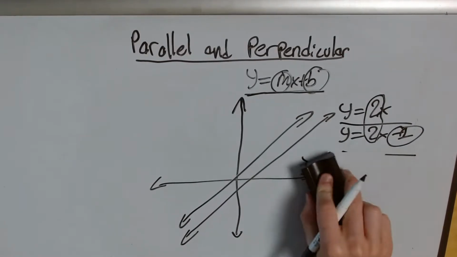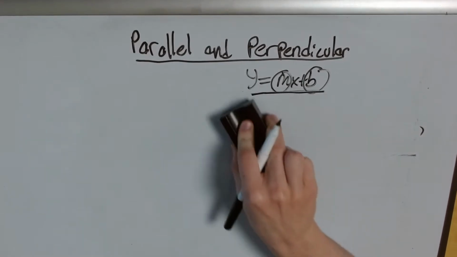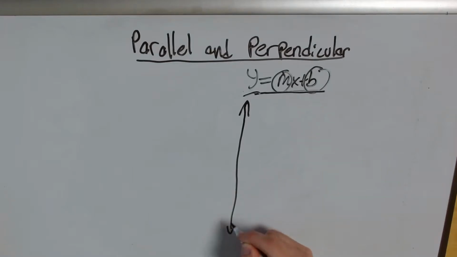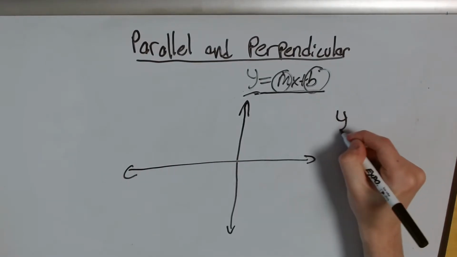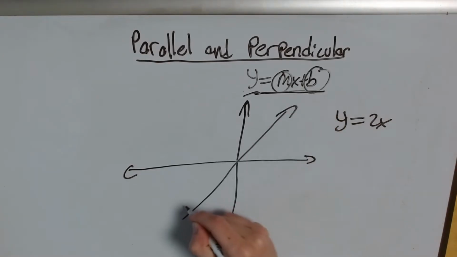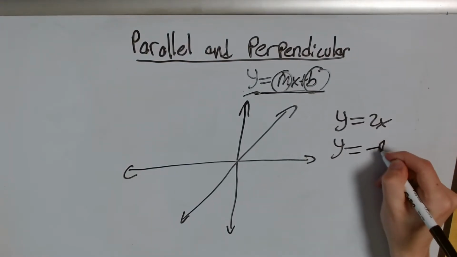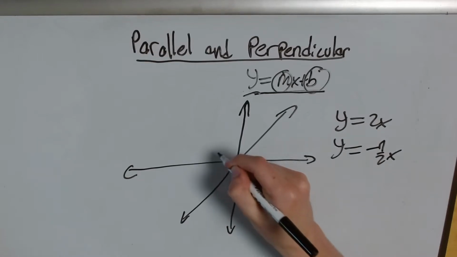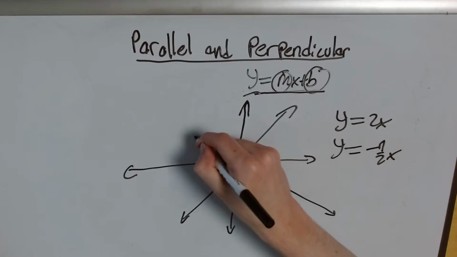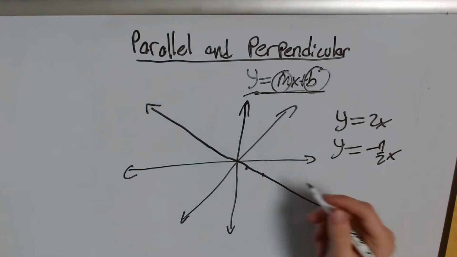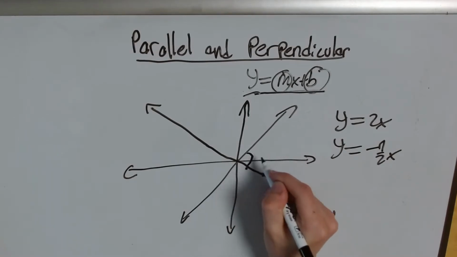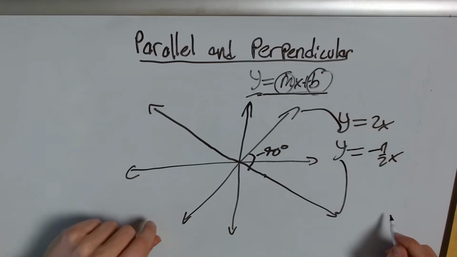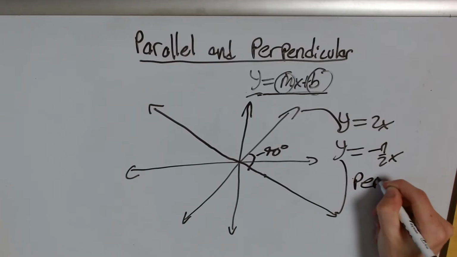Now, another important property to talk about is perpendicular lines. These lines do intersect, but they intersect in a pretty strange way. I'm going to have y equals 2x and y equals negative 1/2 x. Now watch what happens when I graph this. You may have a hard time seeing it, but this graph actually forms a right angle. This is a 90-degree right angle formed by the intersection of these two lines. That's also very interesting. We call these lines perpendicular.